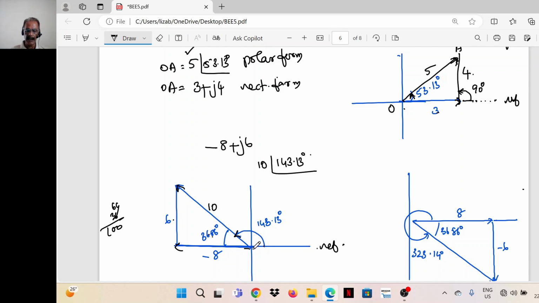That means its magnitude is 10 units. With respect to the positive x direction, the reference direction, it is at an angle of 143.13 degrees. That is, from the positive x direction, move counterclockwise by an angle of 143.13 degrees and take 10 units. That is the phasor represented by minus 8 plus j6. So minus 8 plus j6 is in the second quadrant.